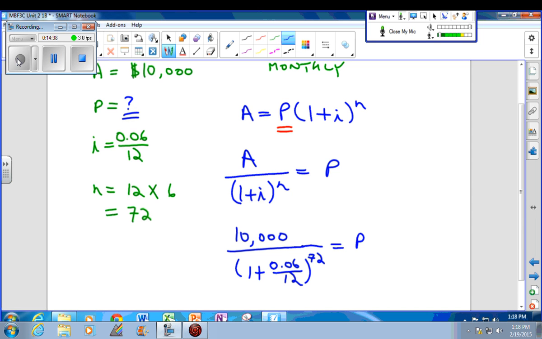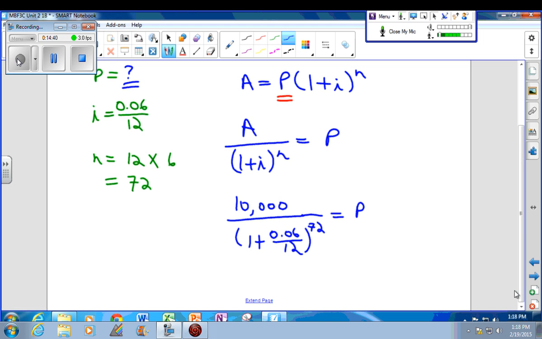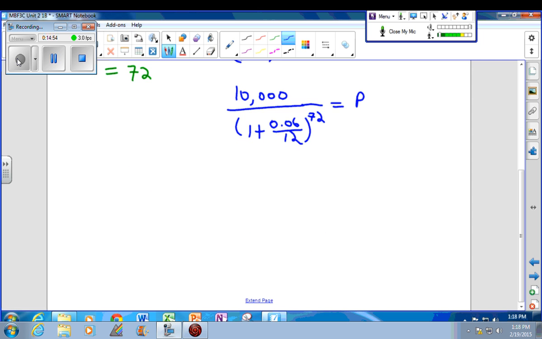Or if somebody says to you, well, what would it be if it was weekly compounding instead of monthly? You'd have to change the 12. You'd have to change the n, right? And you could do that fairly quickly. Okay, I'm just going to extend the page so it'll scroll up on you.